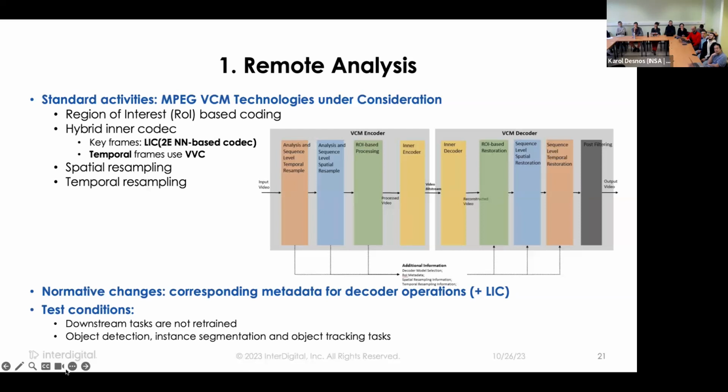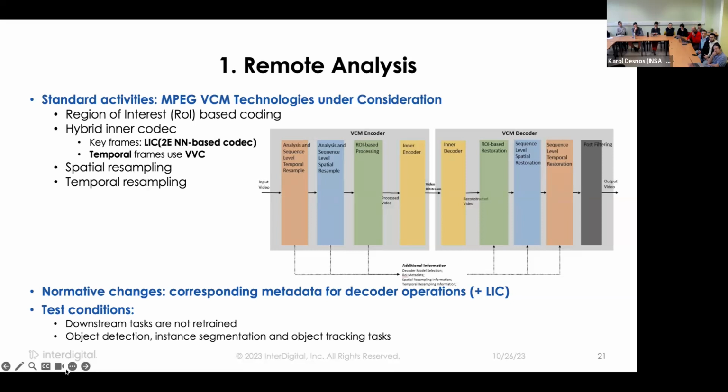so it's what's happening when you see region of interest based processing. You can either blur or not transmit the background, things like this. So one big difference with the traditional codec is they're also looking at modifying the inner codec with encoding keyframes with learned image compression systems. But it's so hard to do it for interframes, that's the fallback to VVC.